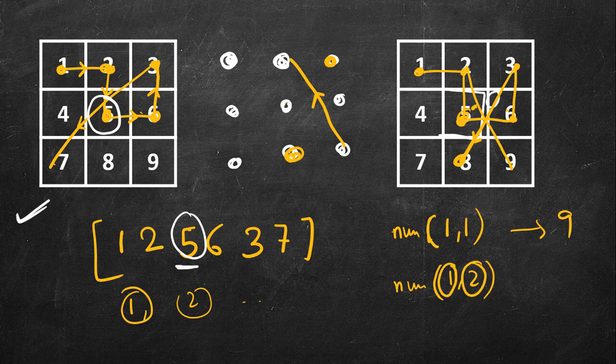So patterns of length 1 will be these digits 1 to 9. Patterns of length 2 will be this 1 2. Similarly 2 3. 1 3 is not valid, it goes through 2 and it's not visited. Similarly, all the valid patterns of length 2. So we have to add those and return the value. Similarly for 3 and 4.